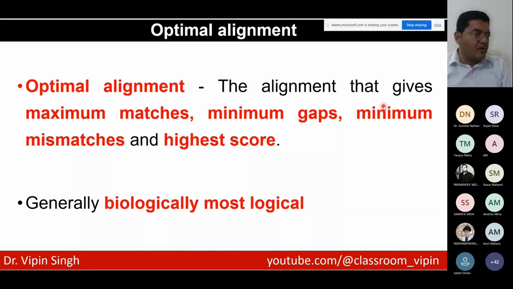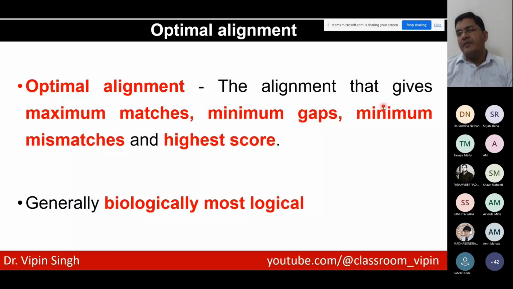So what we're looking for when you do an alignment is not one-to-one, just putting the two sequences together and finding out which positions the nucleotide is matching. What we're looking for is an optimal alignment. Optimal alignment would be something that has maximum matches, minimum gaps, minimum mismatches, and highest score, right? And generally, this would be the biologically most logical alignment that you could get, and more explainable in terms of the biology behind the event. So that is what an optimal alignment is.